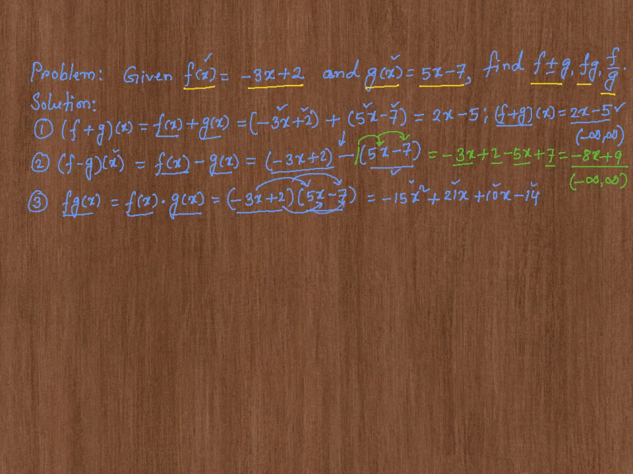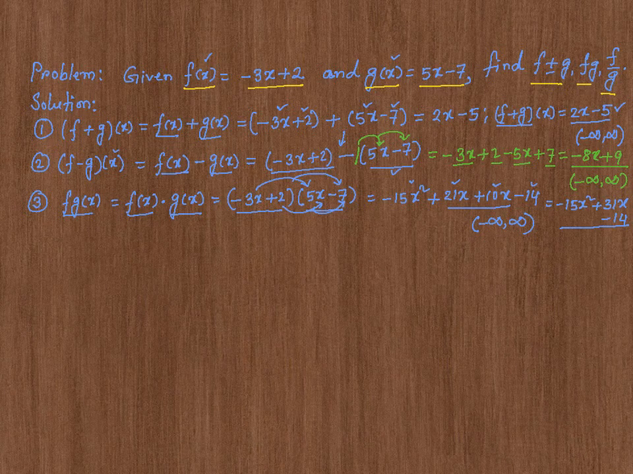Now if I combine the like terms, I get negative 15x squared, 21x plus 10x is 31x, then minus 14. Now this new function that we found, by the way, is also a polynomial of second degree. So it is going to have a domain the same as the domain of the original functions, which is basically from negative infinity to positive infinity. Remember, for polynomials, the domain is the entire number line.